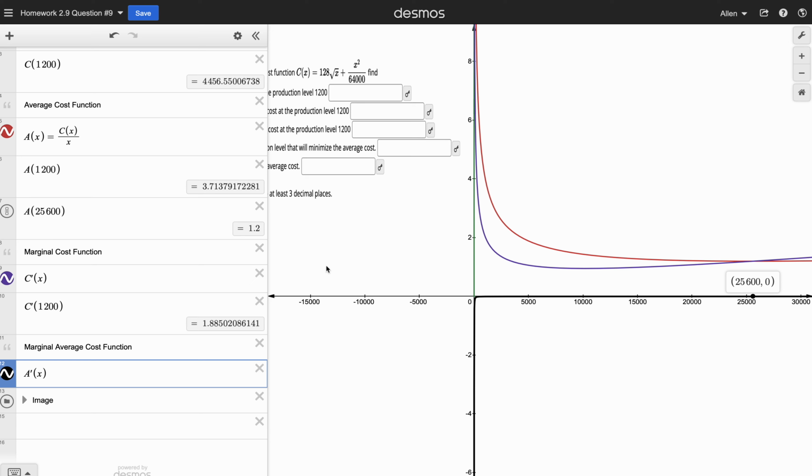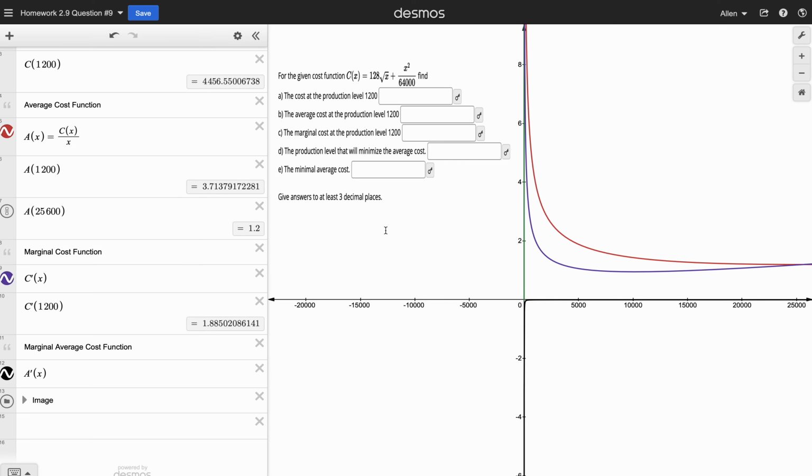But once we found that production level, then you can plug that into the average cost to see what your average cost will be when you hit that minimum. The minimum that we'll get for averaging out these items is $1.20, and that's only after we produce 25,600.